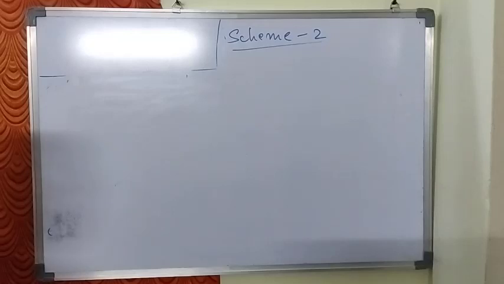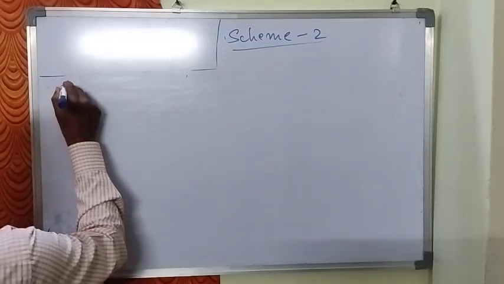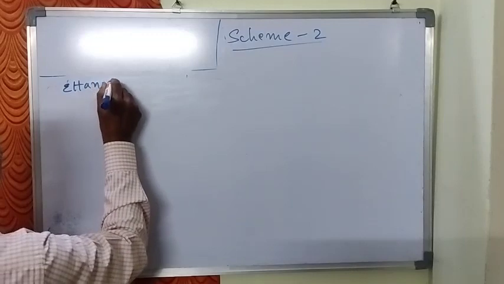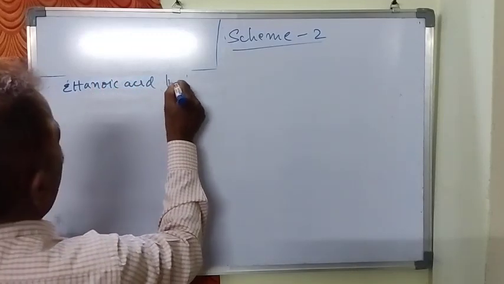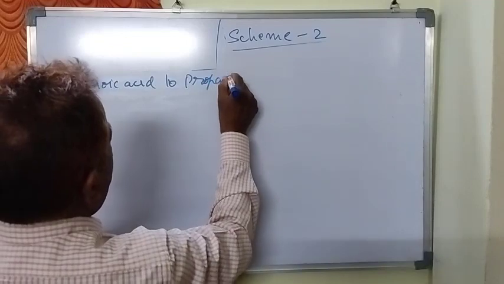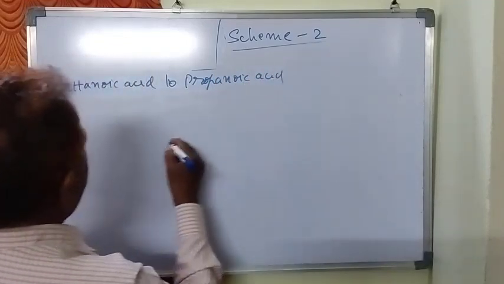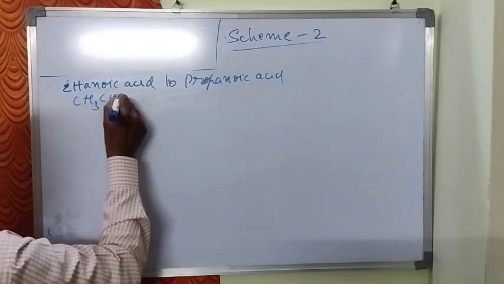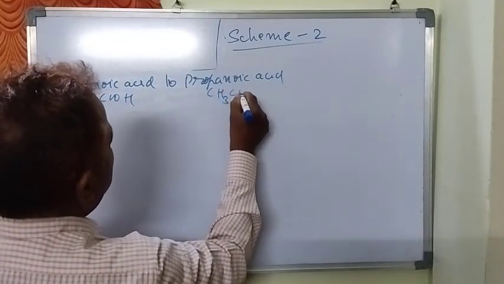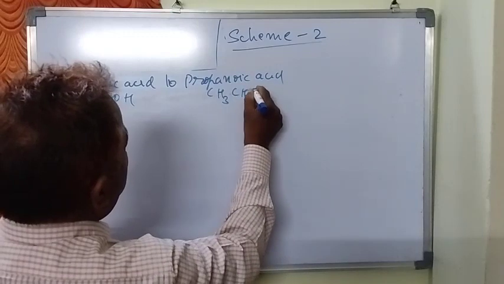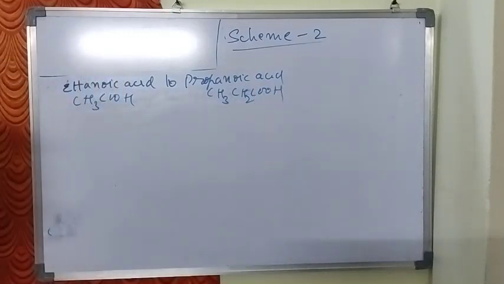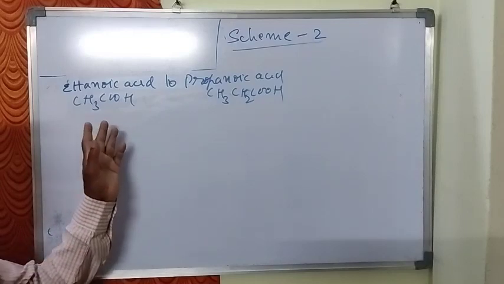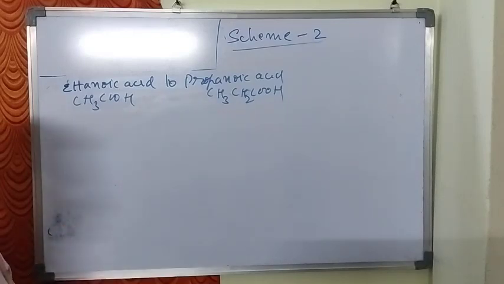Now let us convert ethanoic acid to propanoic acid. What is ethanoic acid? CH3COOH. Propanoic acid, CH3CH2COOH. So in the previous conversion, propanoic acid is converted to ethanoic acid, that is one carbon becomes less in the end product. Whereas here the reactant has only 2 carbon atoms and the product has 3 carbon atoms. That means one carbon becomes more.